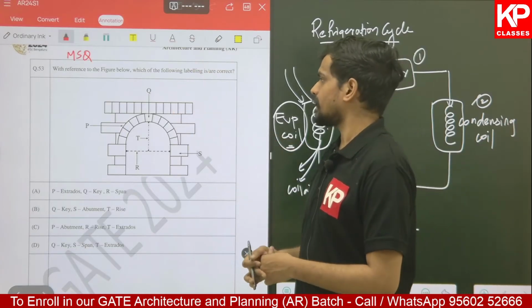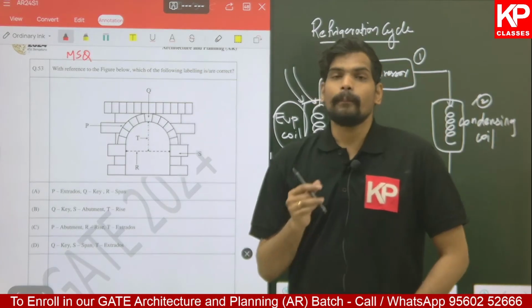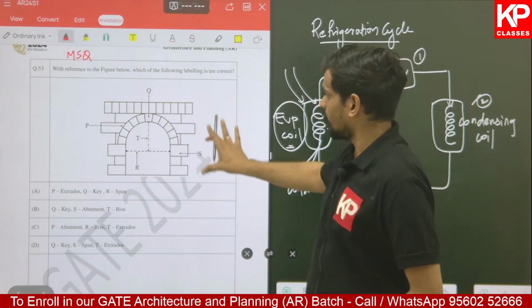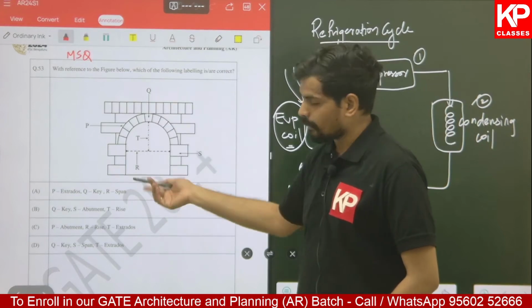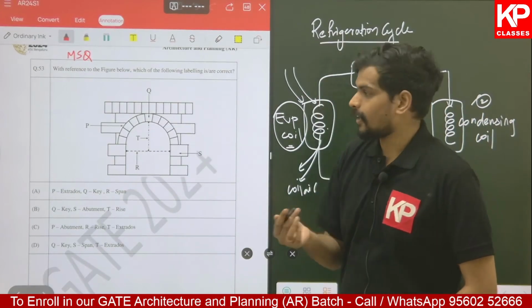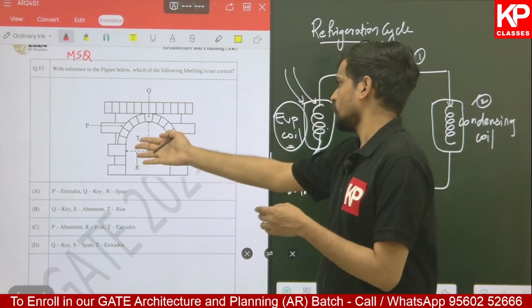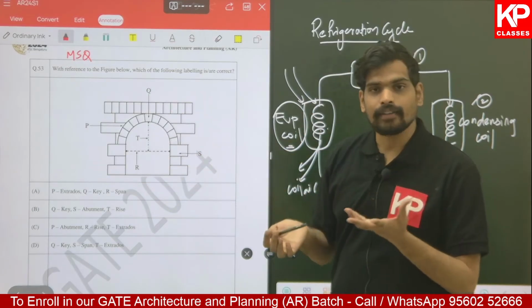So this is a multiple select question where you'll need to mark the parts given in this figure with respect to the arch. Multiple answers can be correct. Before we start answering the questions, because you have only 5 parts, let us try to mark the names of these parts.